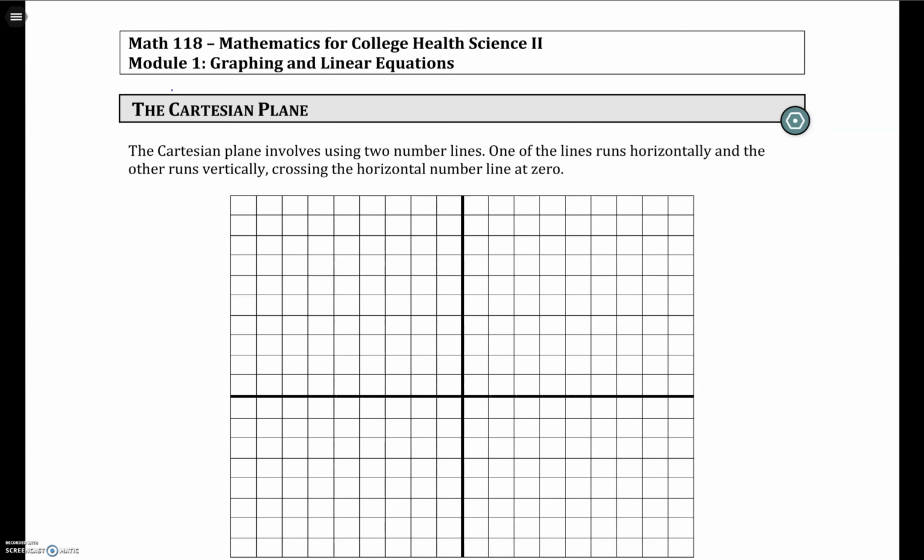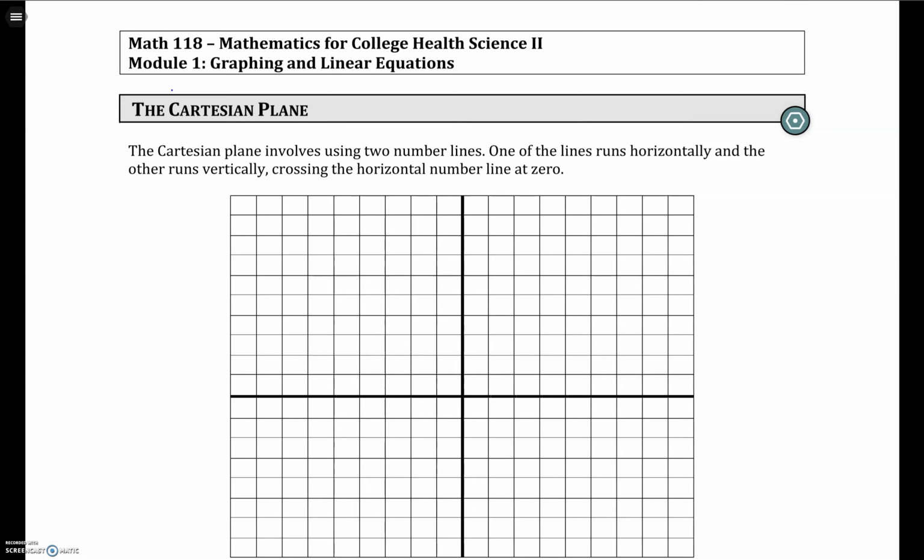Hey, this is the first module for Math 118, Mathematics for College Health Sciences 2. In this module, we're going to go over the Cartesian plane, graphing the Cartesian plane, graphing lines, and properties of lines such as slope, x and y intercepts.